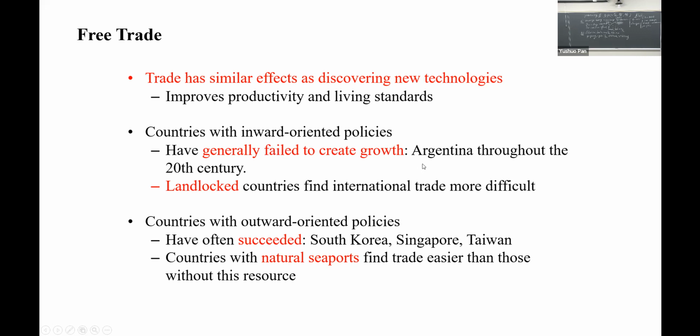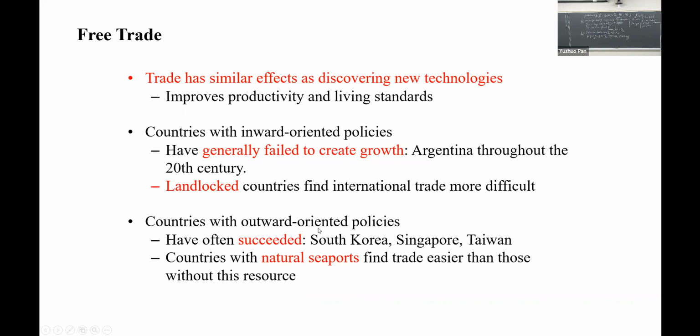For example, Argentina throughout the 20th century. Usually for landlocked countries, it's really hard to trade with others because it was hard for them to communicate with others before. But at this moment, it's much better, through the internet, airlines, airplanes, or whatever, right? But before, with only ships and cars, something like that, it was really hard for landlocked countries to communicate or trade with other countries.